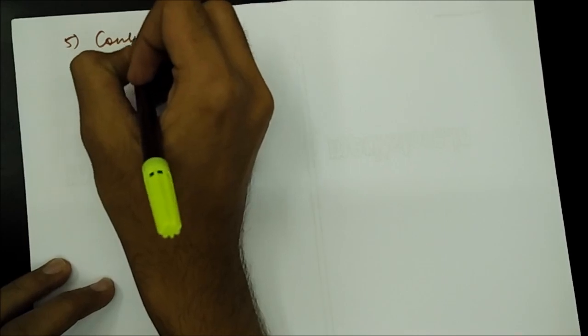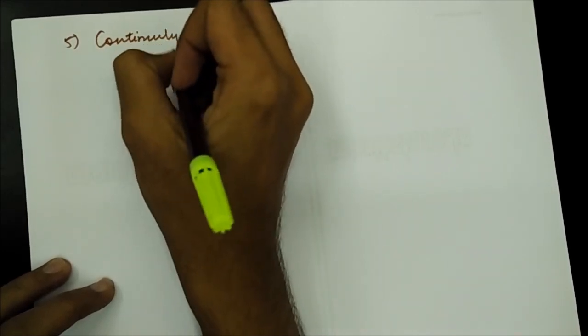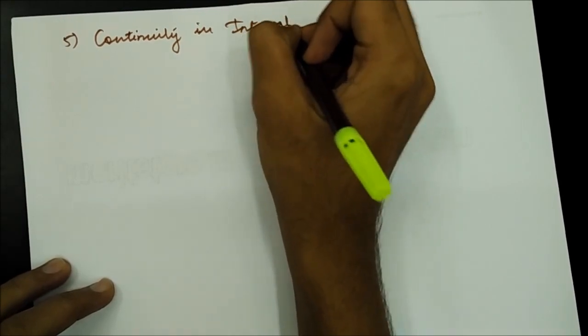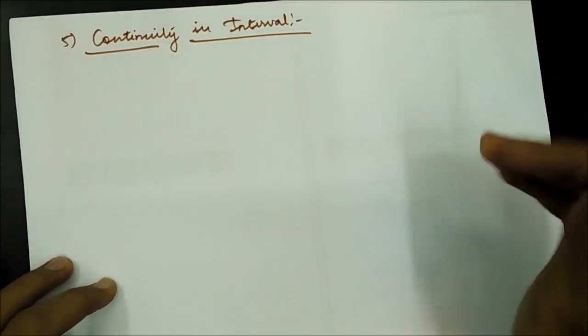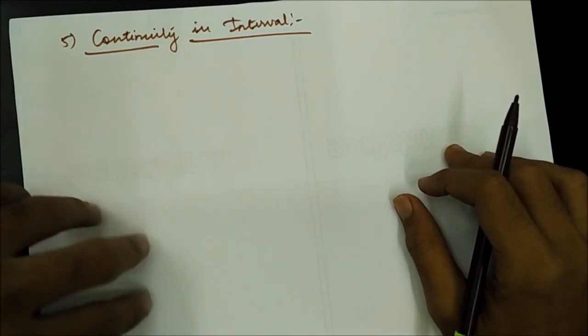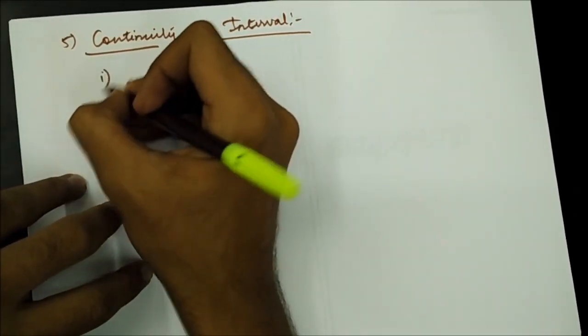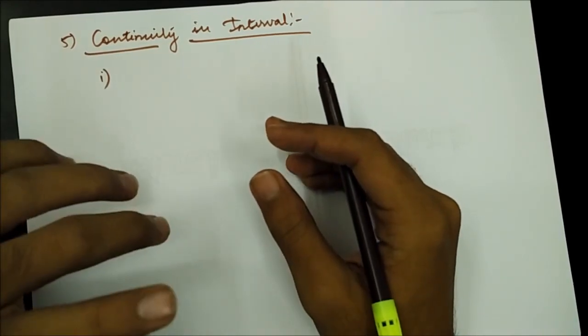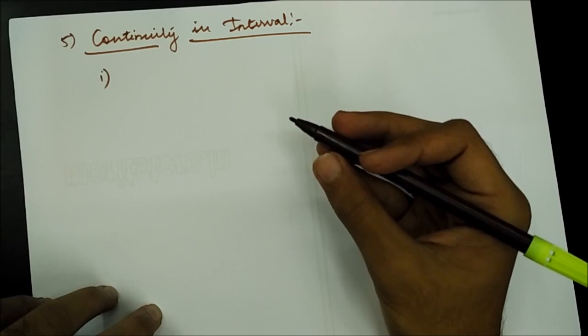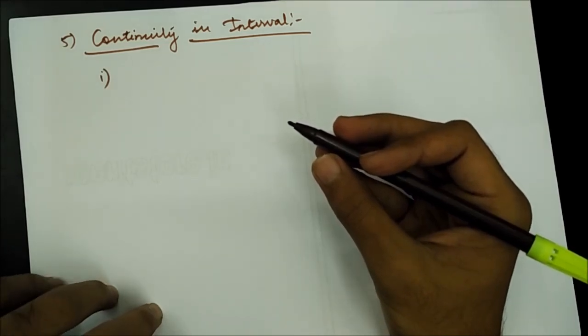So the next important part is continuity in an interval. When can we say that a particular function is continuous in a particular interval, that is, in a particular set of points? First, a function f(x) is said to be continuous in an open interval (a, b) if it is continuous at every point in (a, b).